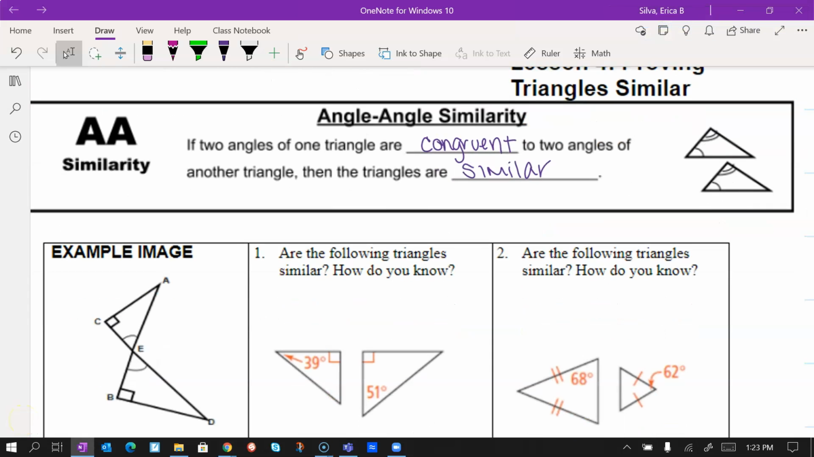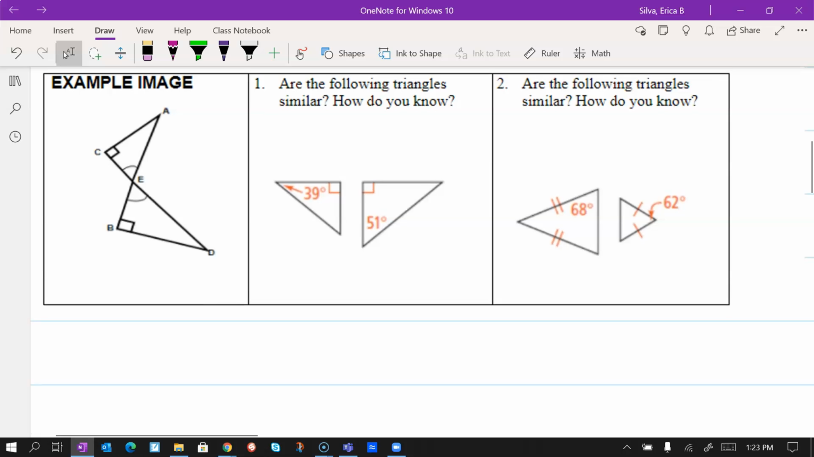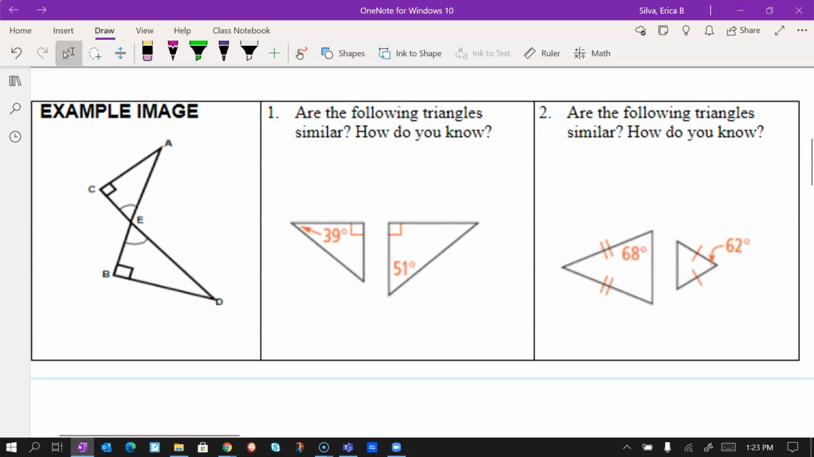Right, so once again, we are proving that our triangles are similar. Our first one is our angle-angle similarity. So if two angles of one triangle are congruent to the two angles of the other triangle, then our triangles are similar. So if we look at this example image, we have this 90-degree angle is congruent to this 90-degree angle, and then this angle is congruent to this angle. So just based off of these two angles on the first triangle being congruent to the two angles of the other triangle, then we can say that these two triangles are similar by the angle-angle similarity.